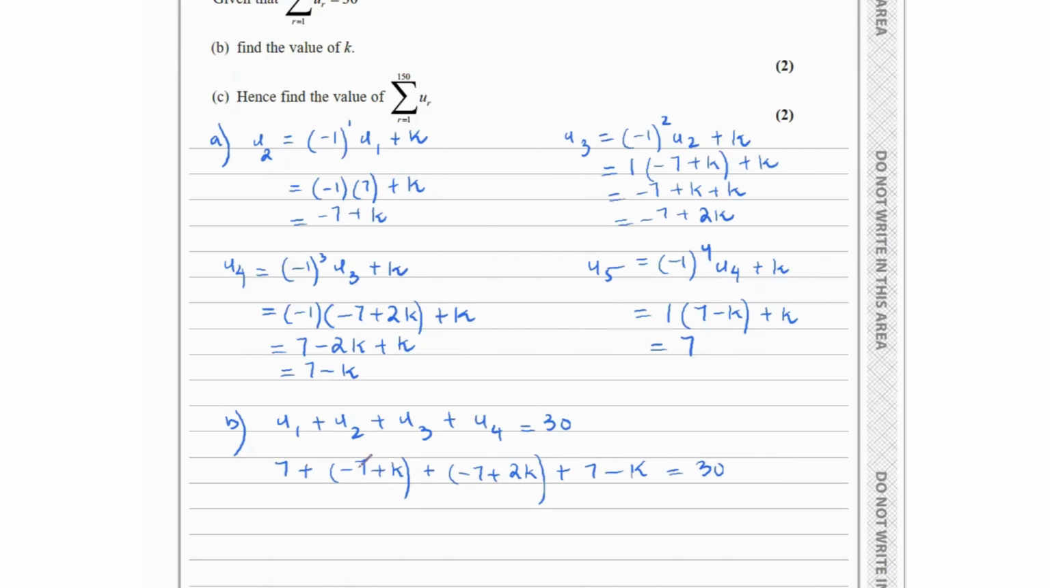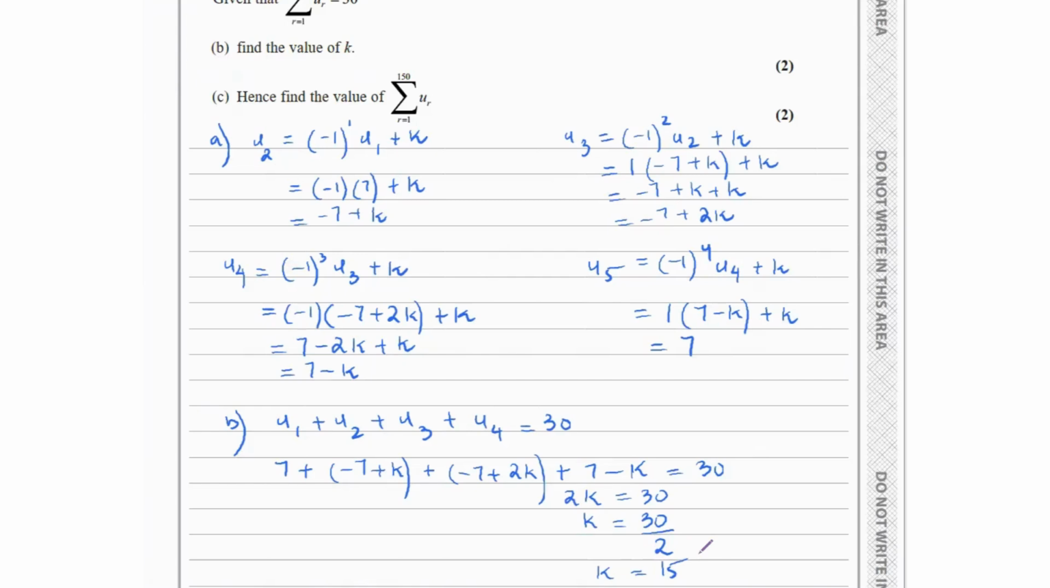Collect the like terms. 7 minus 7 cancels out. Again, 7 minus 7 cancels out. So you have k plus 2k minus k. So that's 2k equals 30. And k is going to be 30 divided by 2, which is 15.